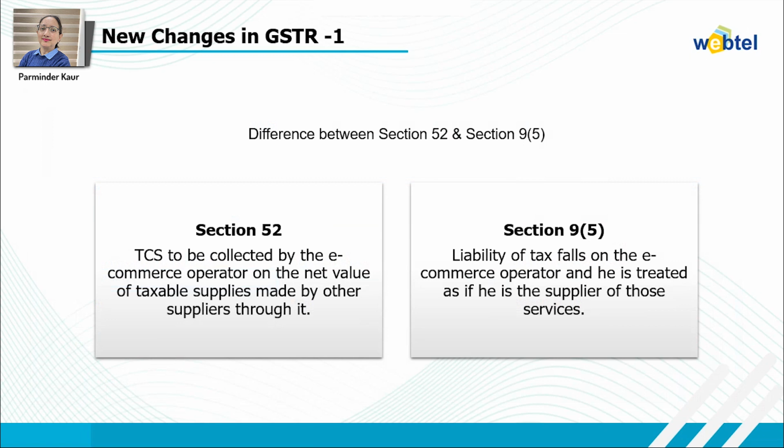So in this, only goods details will be disclosed. Now under section 9(5), the liability of the tax falls on the e-commerce operator and he is treated as if he is the supplier of those services. So in this case also, only the operator is paying tax as if he supplied directly. For example, a driver will not be covered under the GST, so the driver won't collect the tax. So that is why this table has been introduced.